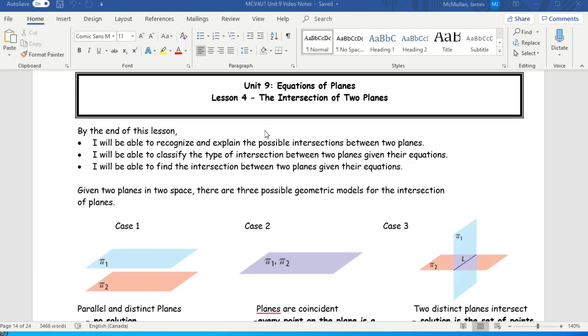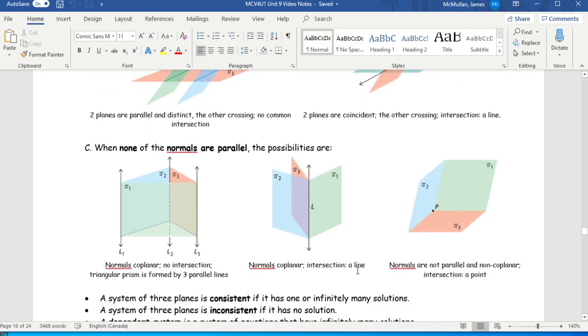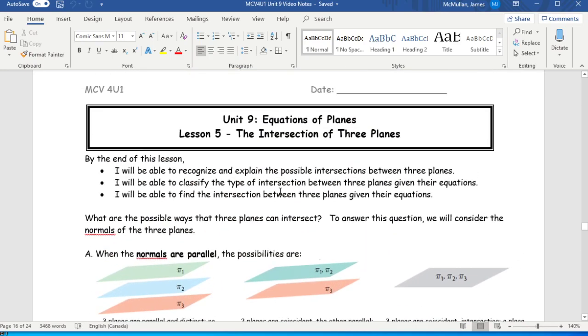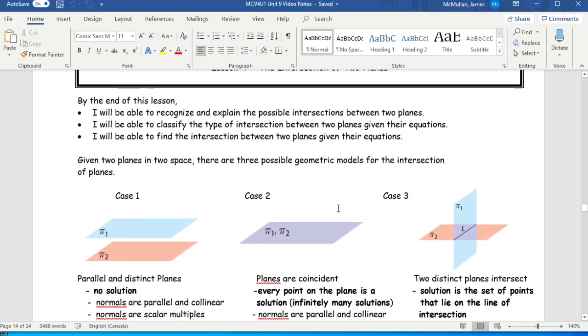Today's lesson is about how two planes may intersect. This is really just to help prepare you for the final lesson, which is about how three planes can intersect, which is quite a bit more complicated but uses a lot of the same ideas as what we do today. So again, I'll try to keep today as clear and straightforward as possible, but tomorrow is really the one I would focus on.